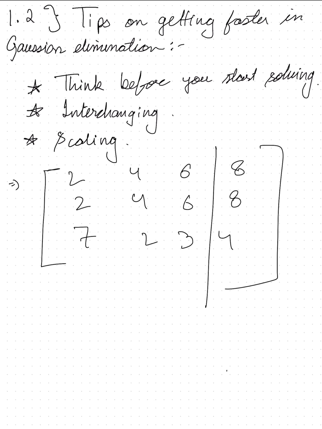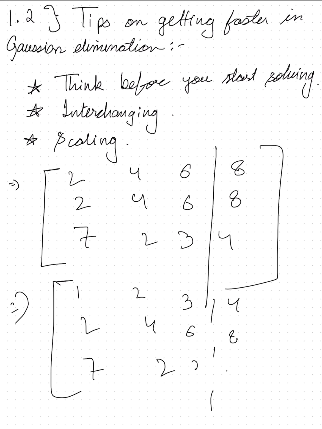It is. So what you can do here is divide row 1 by 2. So you get 1, 2, 3, 4, 2, 4, 6, 8. You can even do that to the second row and you get the same thing. It's going to make the whole thing faster.